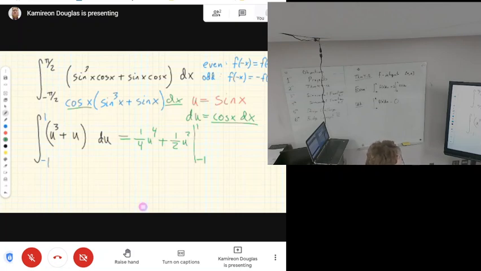Okay? So plug in. I start by plugging in the positive one, so it'll be 1/4 times 1 to the 4th plus 1/2 times 1 squared, minus 1/4 times -1 to the 4th plus 1/2 times -1 squared. They are the same thing. They're both 3/4. So when I subtract them, I get 0.